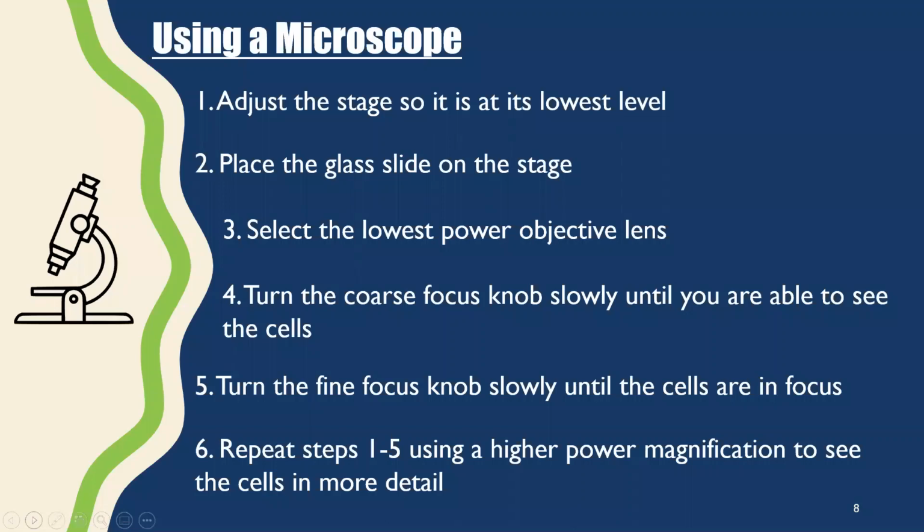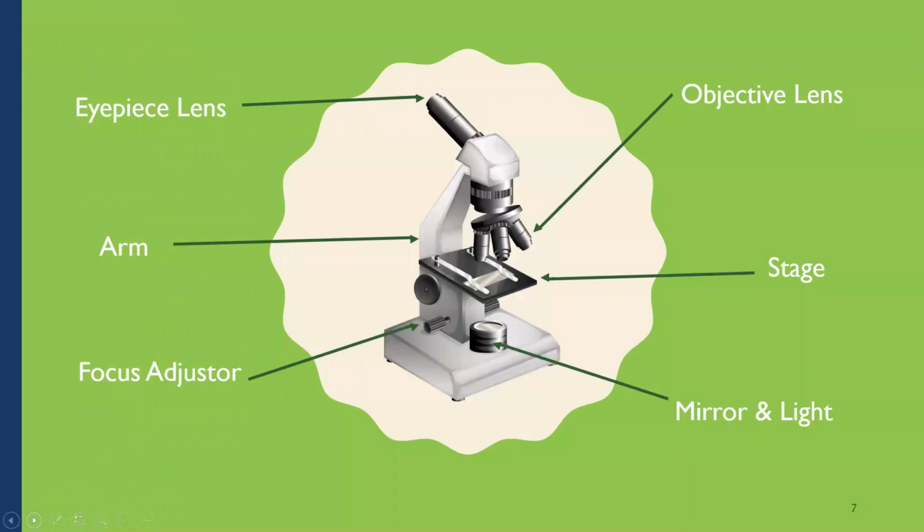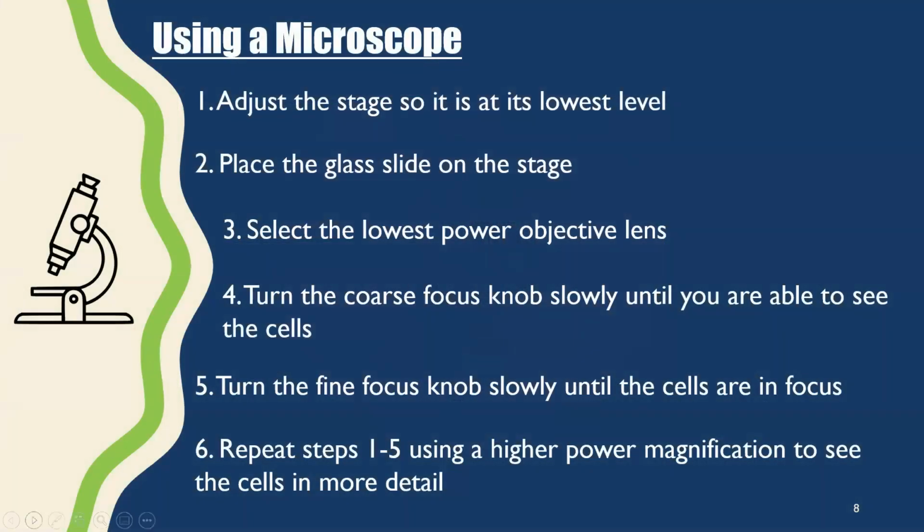So using a microscope. So if we have a quick look back, just have a quick look at that image there. Familiarize yourself with the labels that we have. And then using a microscope, this is the process that you would use. Once you'd already prepared your slide with your specimen on, you would then adjust the stage so that it is at its lowest level. Then you would place the glass slide with the specimen on the stage and select the lowest power objective lens.